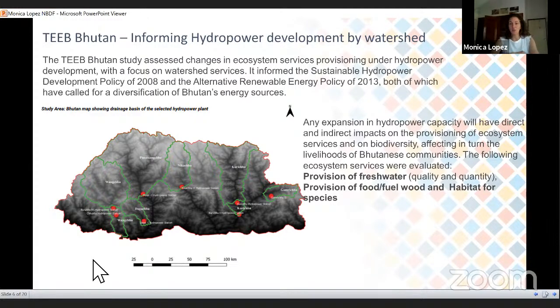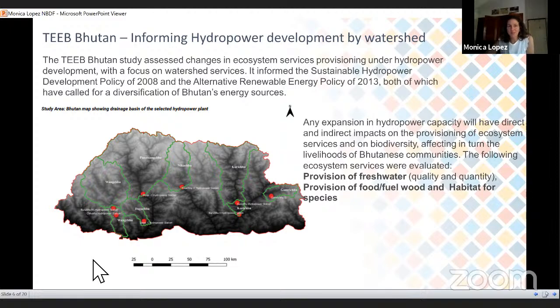So the ecosystem services that we evaluated were provision of fresh water, quantity and quality, food, fuel and wood. I thought this was interesting because I see that a lot of the water areas that you're working on as the Nile Basin Initiative also captures that. And of course, habitat for species from the biodiversity point of view.